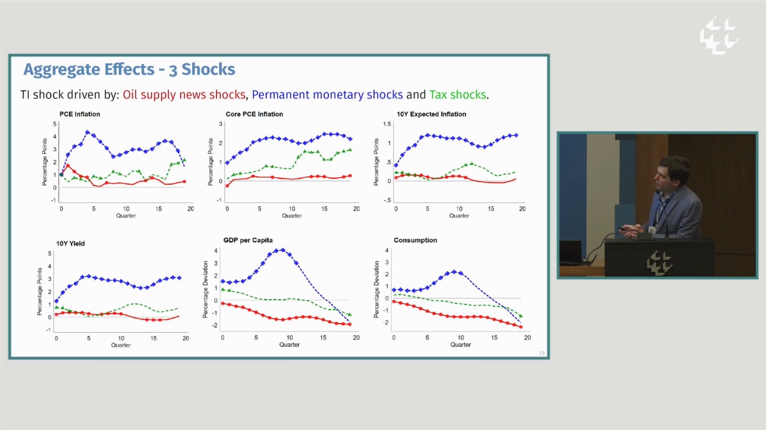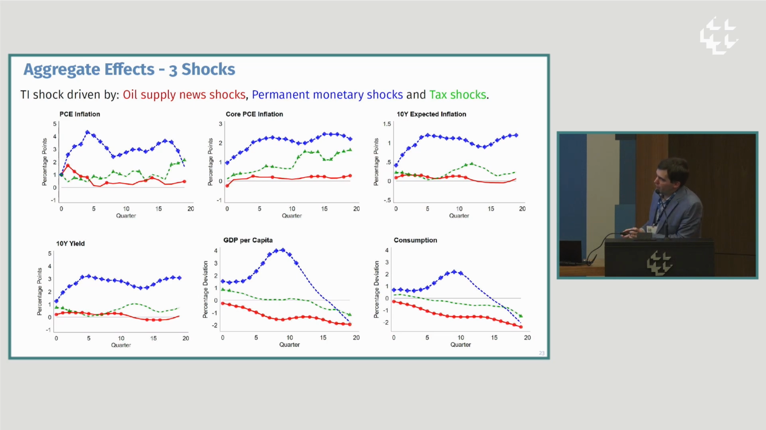In blue, we have the permanent monetary policy shock. In red, we have the response to the oil supply news shock. And in red, we have the response of the trend inflation increase due to tax shocks. Where we see a point, this denotes statistical significance. So we are trying to summarize information in only one figure.